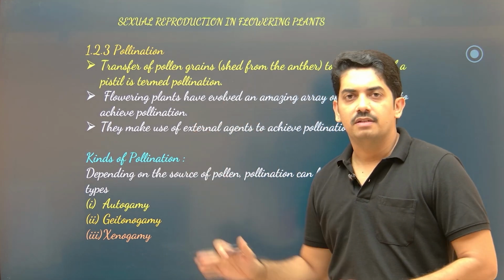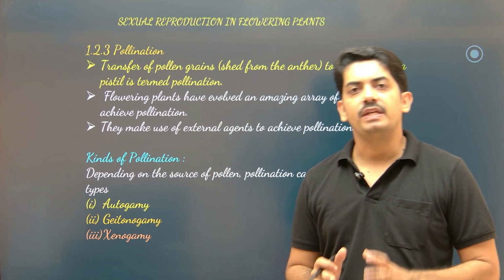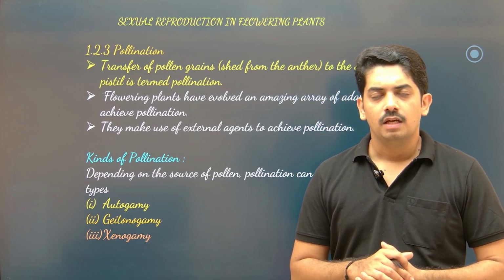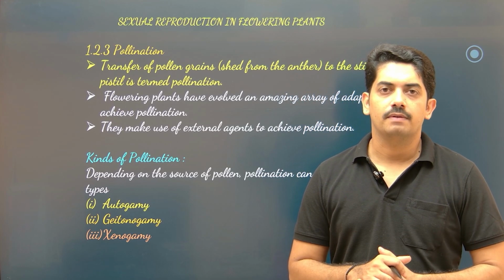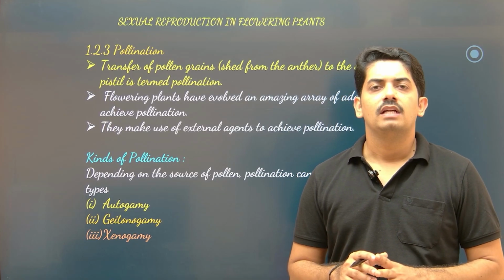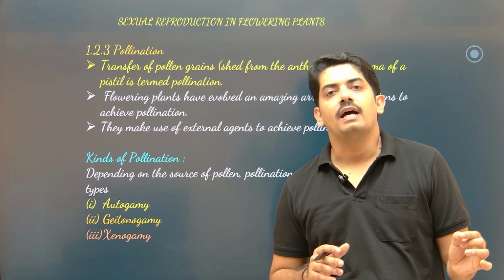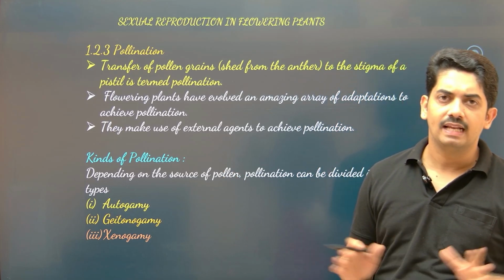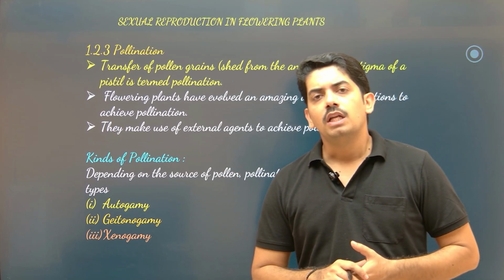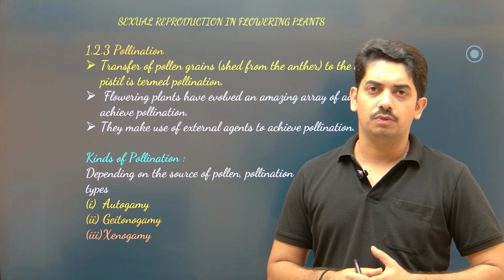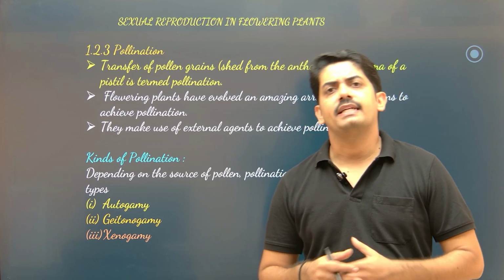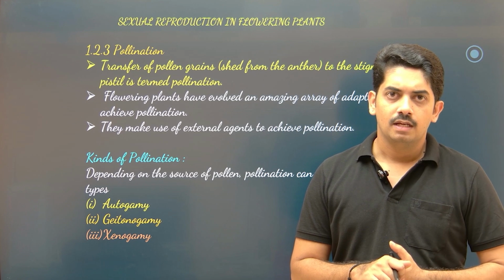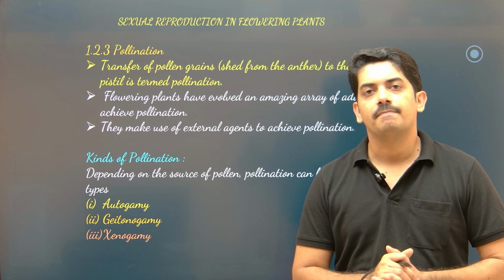Here pollination is the process through which the male gamete can reach the female gamete. Now what is the definition of pollination? It's very simple. Transfer of pollen from anther to the stigma of the flower is called pollination. As simple as it is. Now how will this pollination be achieved? There are different types of plants, they adapted for different modes of pollination. It is not the same in all plants.